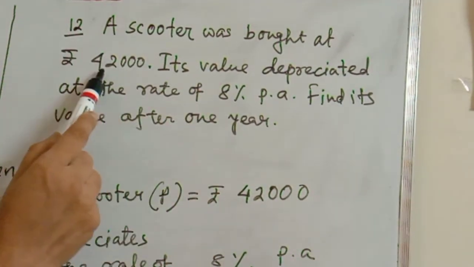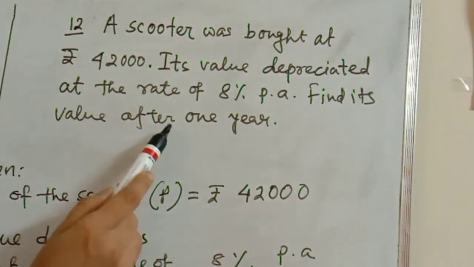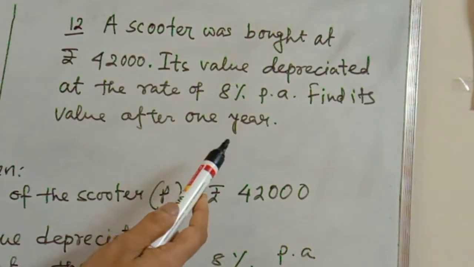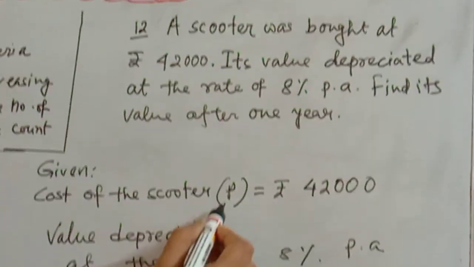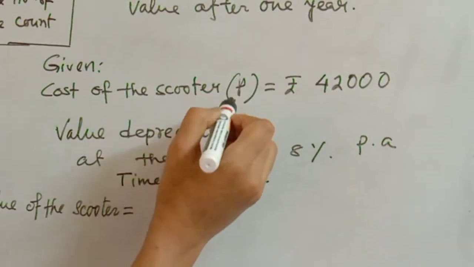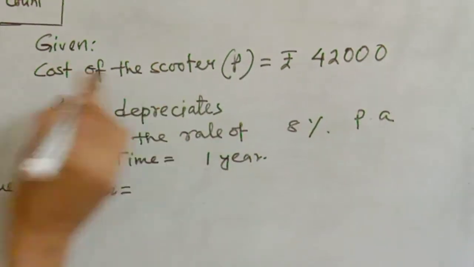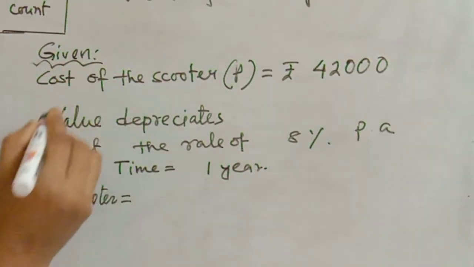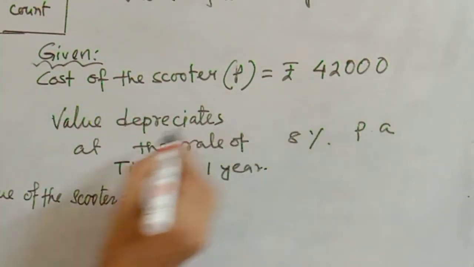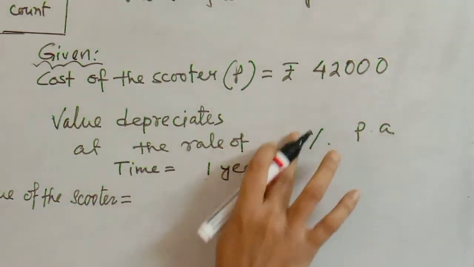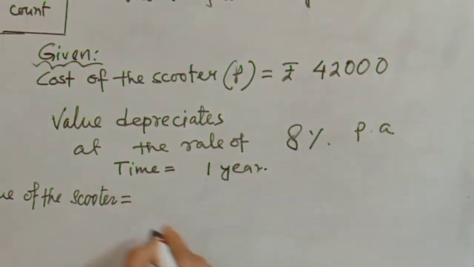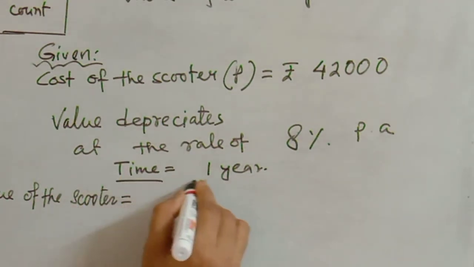That means whatever the value is here, it will depreciate at the rate of 8% per year. Now, cost of the scooter, say it is P, cost of the scooter rupees 42,000. What is given here? Cost of the scooter 42,000, value depreciates at the rate of 8% per annum, time 1 year.